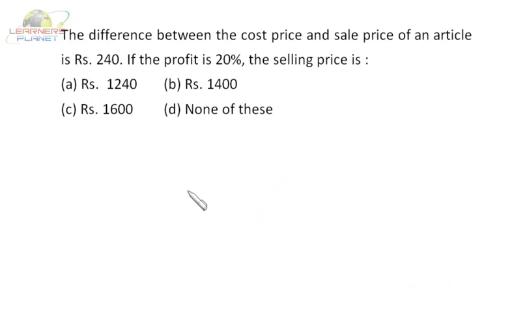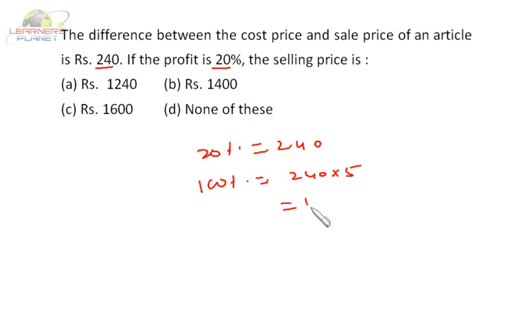Now let's see a simple problem. The difference between cost price and sell price of an article is rupees 240, and if the profit is 20%, we have to find out the selling price. Now further, this is profit, it is 240, which in percentage is 20%. That means 20% is 240. So 100% will be 240 into 5, that is 1200 rupees, and this is cost price. So if we add profit to cost price, we'll be getting the selling price. So 1200 plus 240, that is 1440 is the selling price, which is not there in the option. So it is 1440.